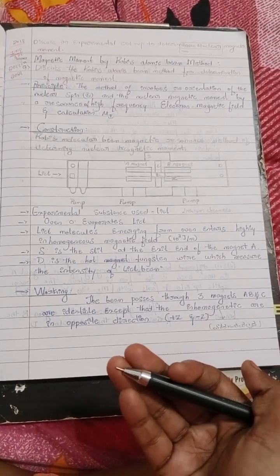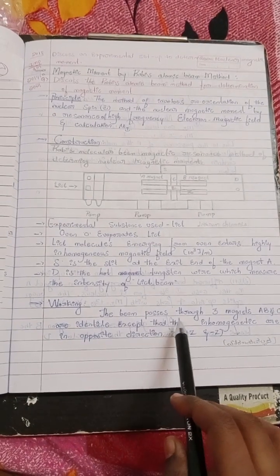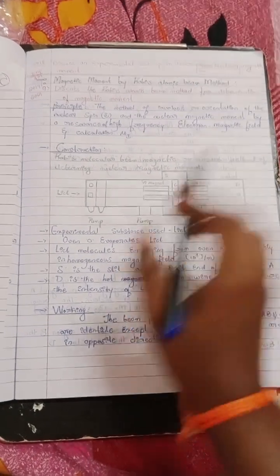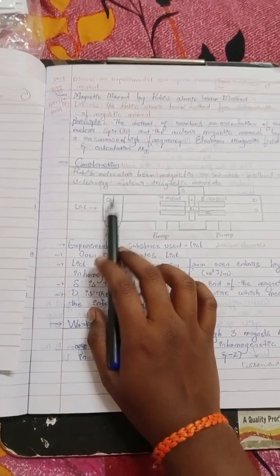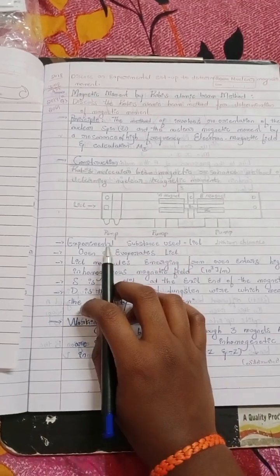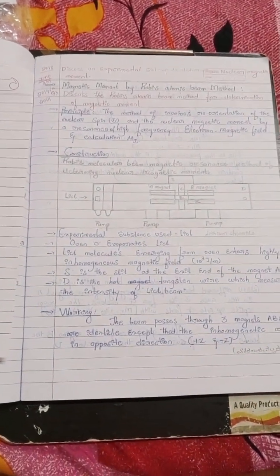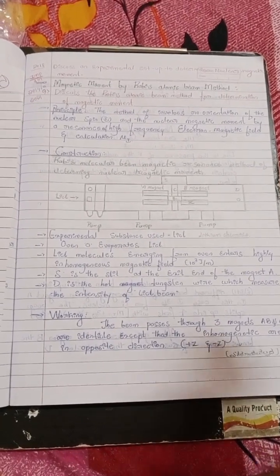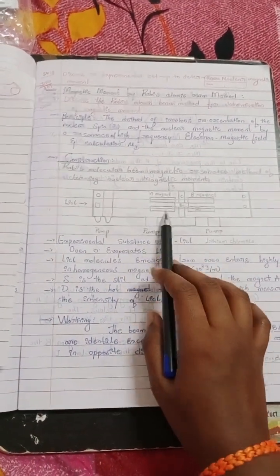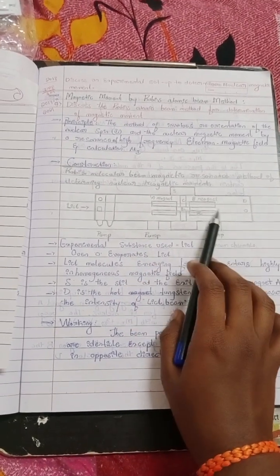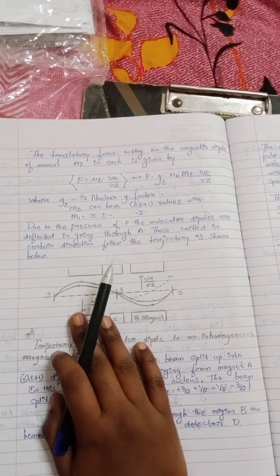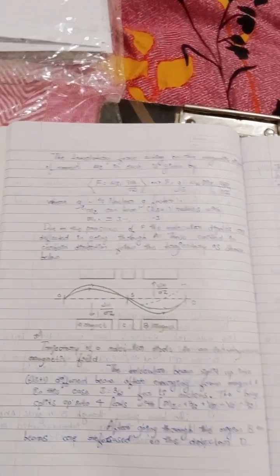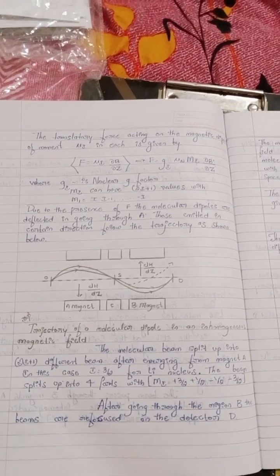So what is the working? The beam passes through three magnets A, B, and C. When the lithium chloride substance is heated in the oven, it starts to release continuous electrons. The electrons pass through these magnets, first the horizontal magnets and then the vertical magnet. After passing, it starts to produce a resonance, which is detected in the detector.